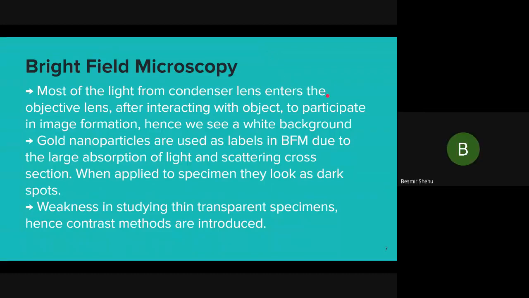Okay. In bright field microscopy, most of the light from the condenser lens enters the objective lens after interacting with the object to participate in image formation, and hence we see a white background. There are certain materials used, but the most important one, with high efficiency, is gold nanoparticles, which are used as labels in bright field microscopy. They are introduced into the specimen because they absorb light and have a large scattering cross section. When applied to the specimen, they look like dark spots. There is a weakness in studying thin, transparent specimens with bright field microscopy because they absorb less light, and hence we need to introduce contrast methods to improve these images.